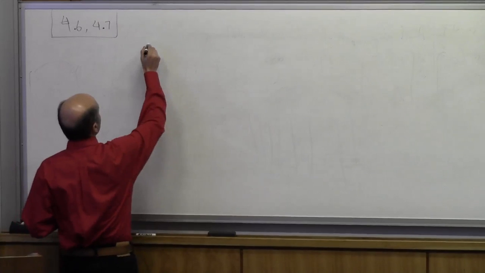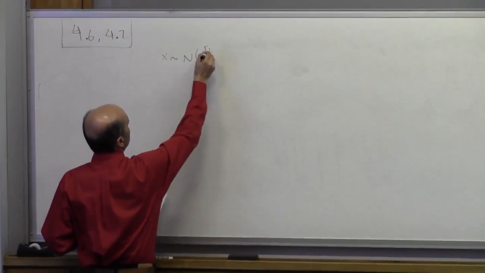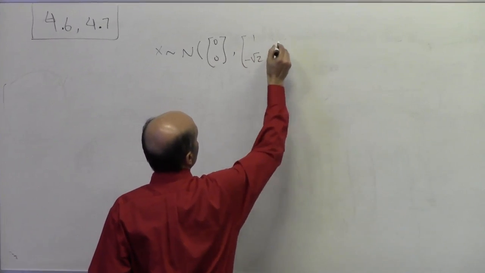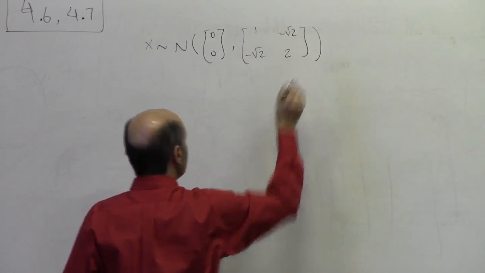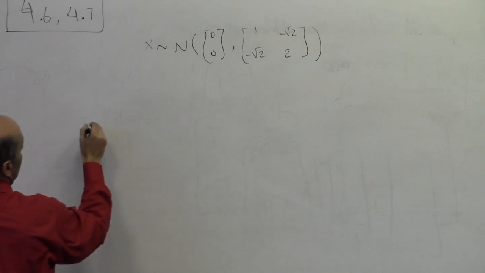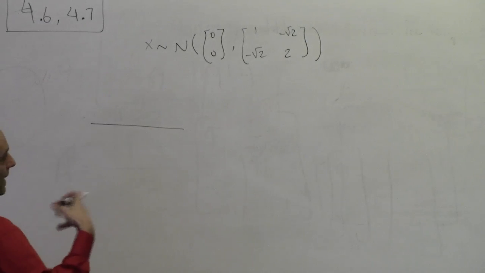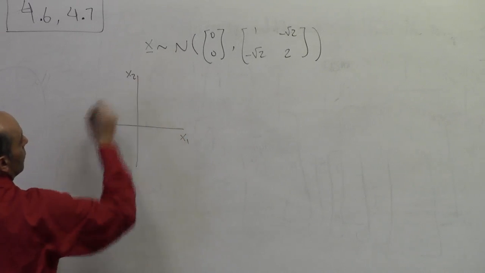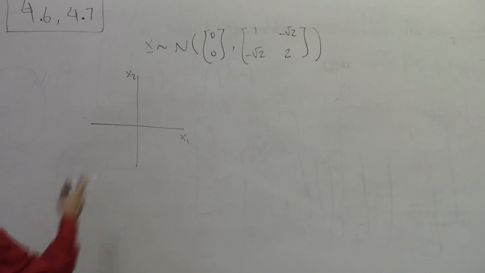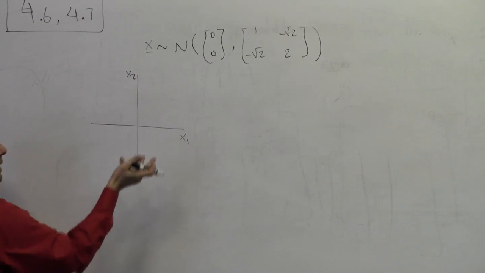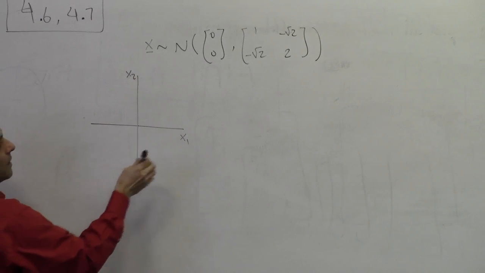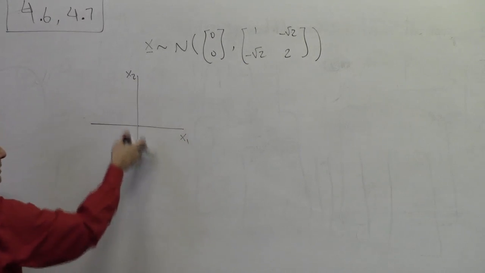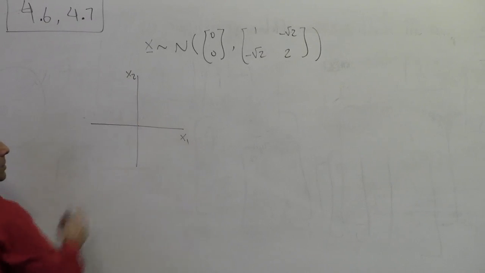So when I have a random variable x that's normally distributed with mean 0, 0, and variance 1, minus square root of 2, minus square root of 2, 2, something like this. Well, if I were to sample this random variable from this distribution, here's x1, here's x2. This is a vector, x being distributed normally as follows, and x is made up of x1 and x2. The mean of my dots that I'm going to sample, of course, is going to be here. The variance of x1 is 1, the variance of x2 is 2, so there's a lot more variance along this dimension than this dimension, twice as much.